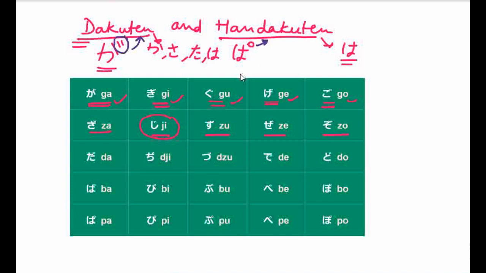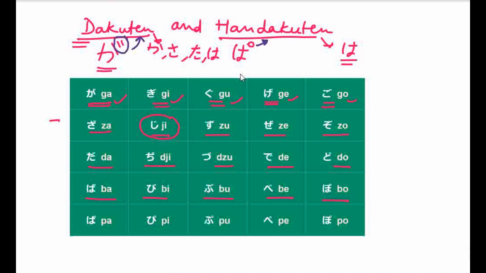And if you apply Dakuten to the Ta series, Ta becomes Da, Chi becomes Ji, Tsu becomes Zu, Te becomes De and To becomes Do. So: Da, Ji, Zu, De, Do. And if you apply Dakuten to the Ha series, Ha becomes Ba, Hi becomes Bi, Fu becomes Bu, He becomes Be and Ho becomes Bo. So this is the effect of Dakuten.